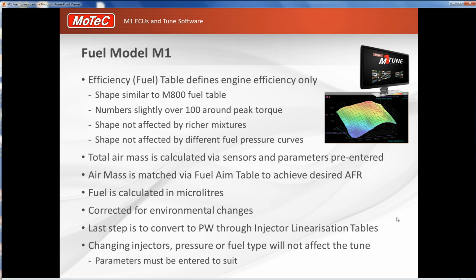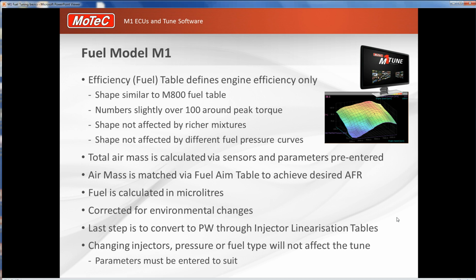So the M1 calculates the air mass through the engine using pre-entered parameters. For an example, one of the parameters that we would enter is the cubic capacity of the engine. So in an example, we might have an engine on the dyno that's 4 litres.